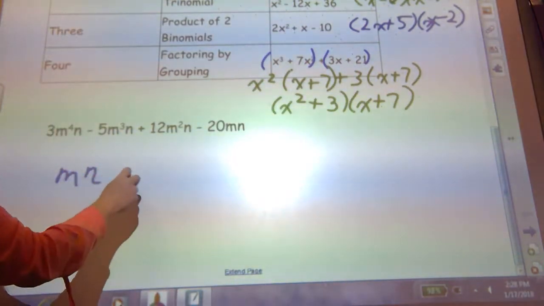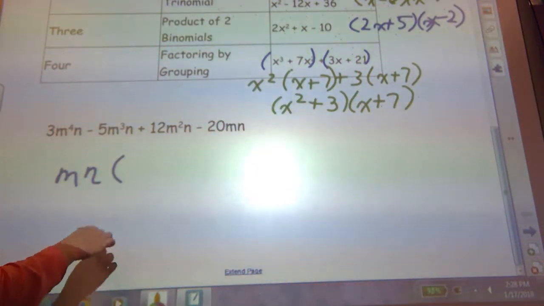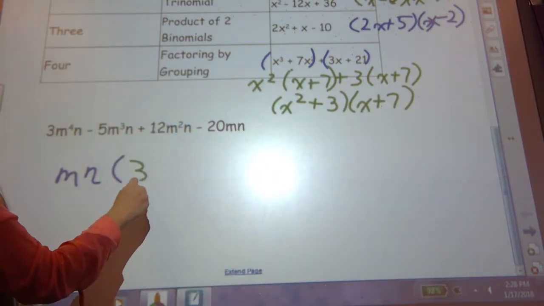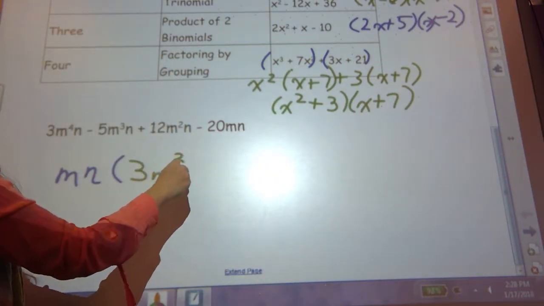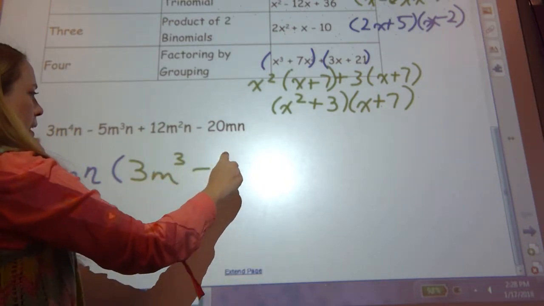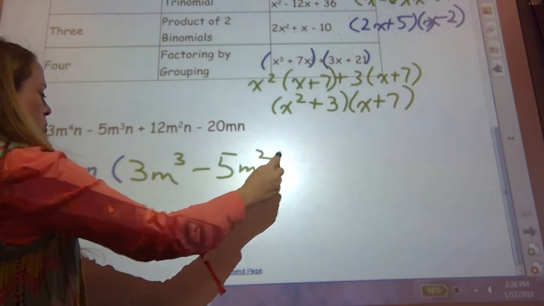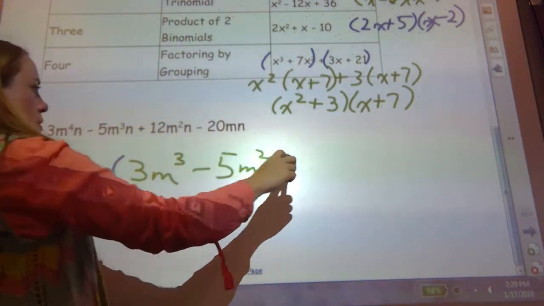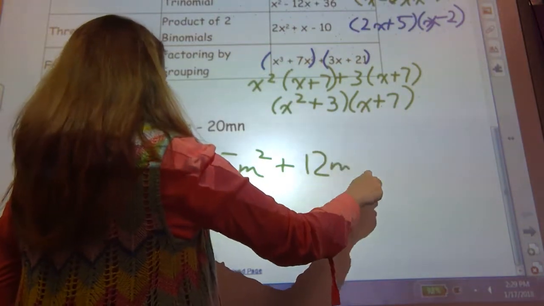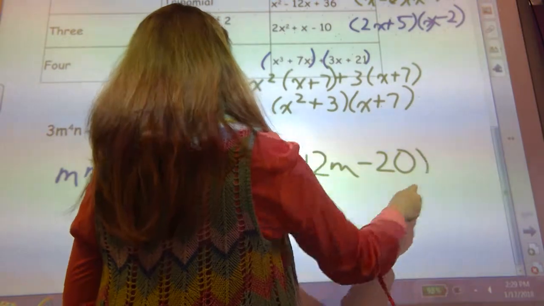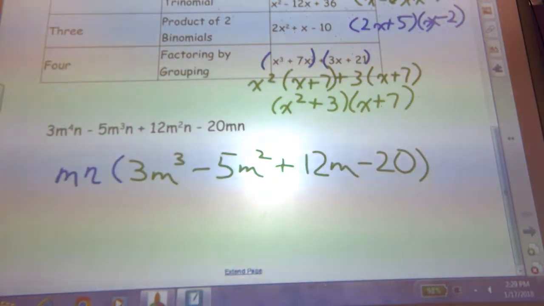So if I just pull out my mn, let's see what it does to all of my terms. Here I'm going to have 3m cubed left if I pull out an mn. Here I'm going to have negative 5m squared. Here I'm going to have 12m, and here I'm going to have negative 20. Okay, so now I'm at this point.